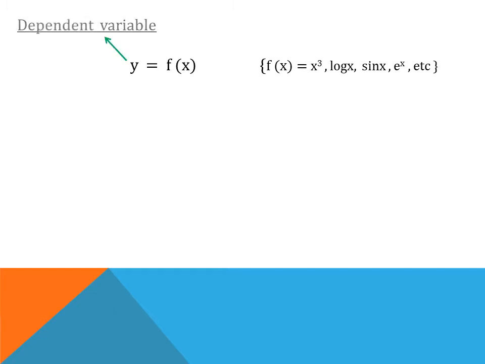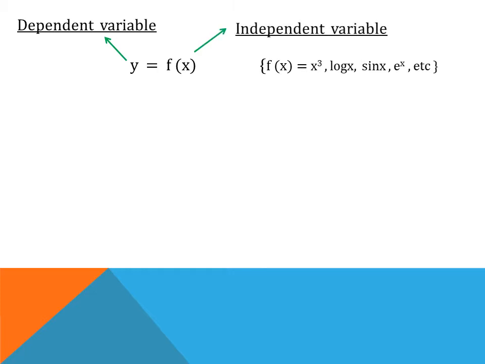Suppose we have an equation y is equal to f of x. Now f of x is known as a function of x. So it is basically any term which has x in it. So for example it can be x cube or log x, sin x, e raised to x and many similar such expressions. So in the given equation y is known as a dependent variable and x is the independent variable.